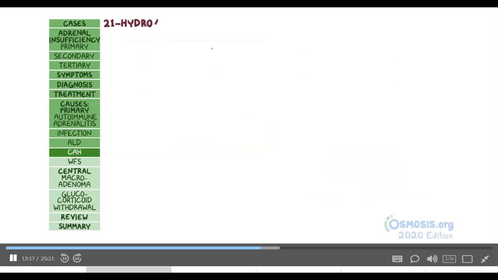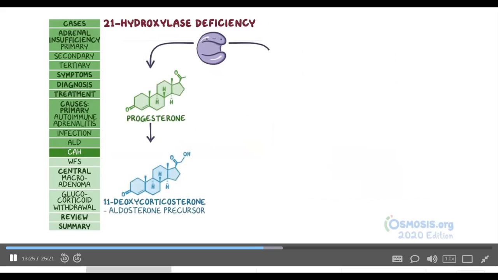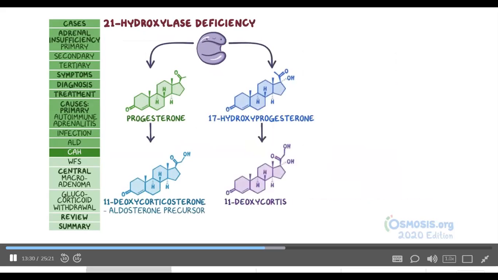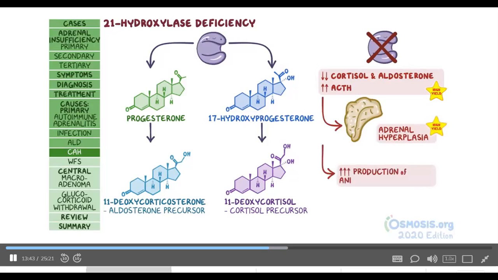When it comes to 21-hydroxylase deficiency, remember that 21-hydroxylase converts progesterone into 11-deoxycorticosterone, an aldosterone precursor, and 17-hydroxyprogesterone into 11-deoxycortisol, a cortisol precursor. Its impaired function leads to low levels of cortisol and aldosterone, and high levels of ACTH, resulting in adrenal gland hyperplasia. It also leads to excess production of androgen precursors, since their production is also regulated by ACTH.